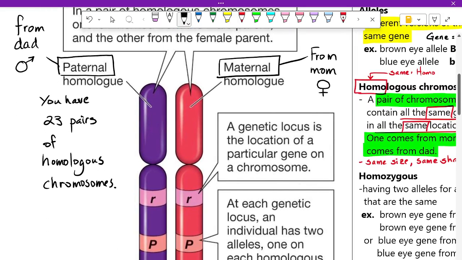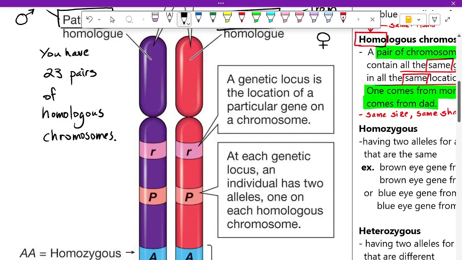A particular location on the chromosome is always where you will find a particular gene. So in this particular location right here, we have the same gene on both chromosomes, on both homologous chromosomes.